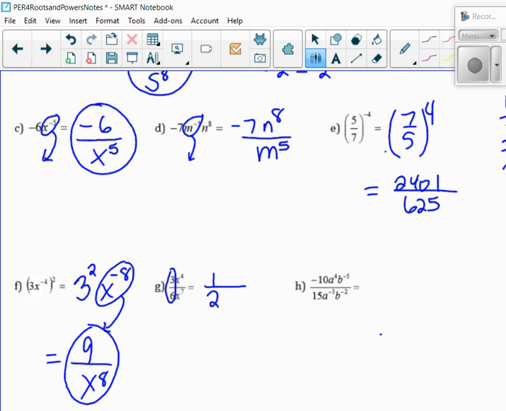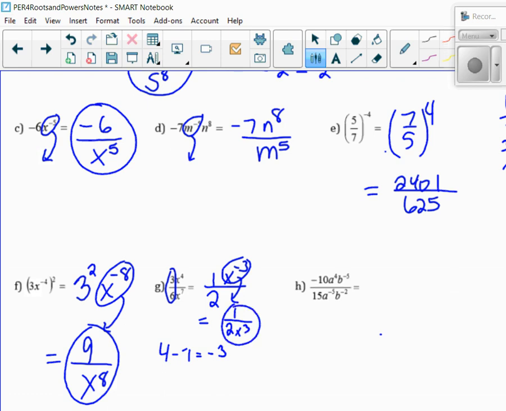So this is 4 subtract 7. So I get negative 3. So this is x to the power negative 3. Do you see it's on top? Now I'm going to move it to the bottom. So my final answer would be 1 over 2x to the power 3.